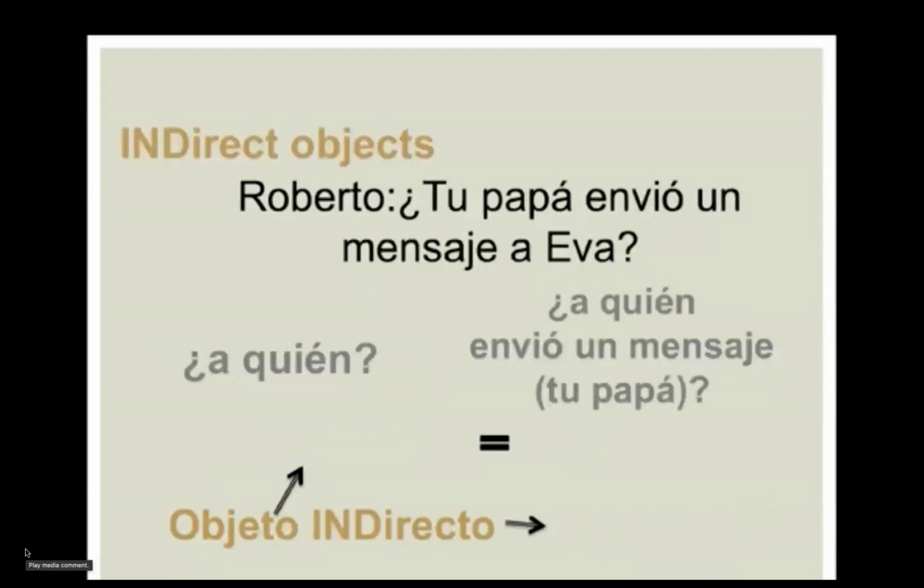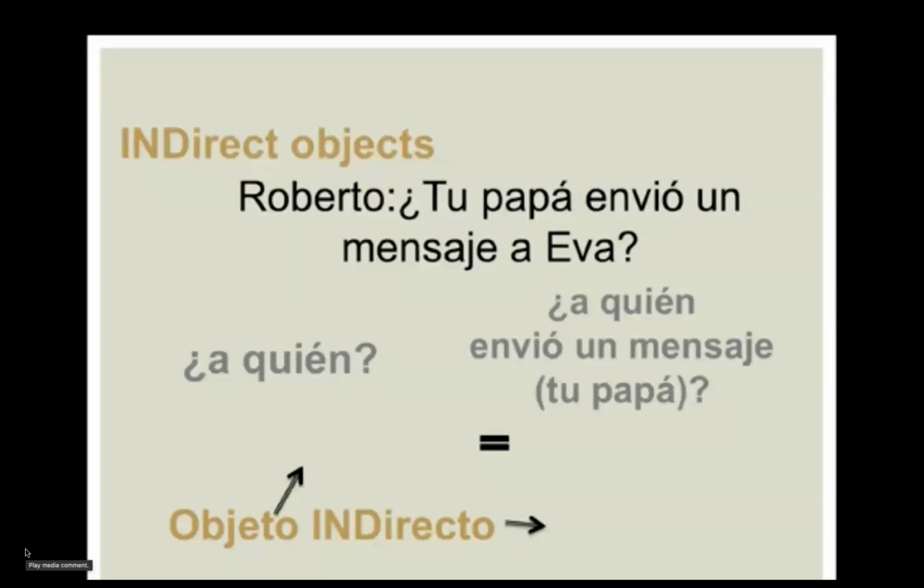In a similar manner, we can use a specific common question to identify whether we have an indirect object or not. This time, we will employ ¿A quién? To whom, plus the main verb and the noun. Bearing that in mind, let's go back to our original example where Roberto asks, ¿Tu papá envió un mensaje a Eva? So remember, you need to ask, ¿A quién envió un mensaje tu papá? In other words, who did your dad send a message to?